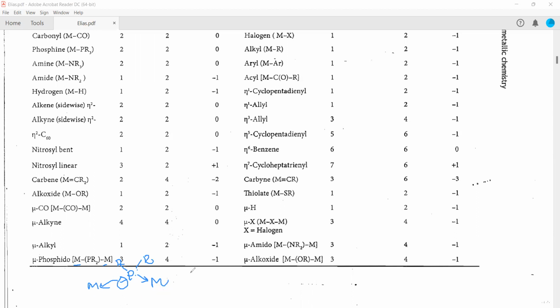So how many total electrons? L plus X. By the neutral atom method, for L the electron counting is 2, and for X type the electron counting is 1. So the total is 3. But for the oxidation state method, excuse me for this bad writing, L will contribute 2 here also, but the X type will contribute 2, so the total is 4. So this mu phosphido will contribute 4 electrons by the oxidation state method and 3 by the neutral atom method.